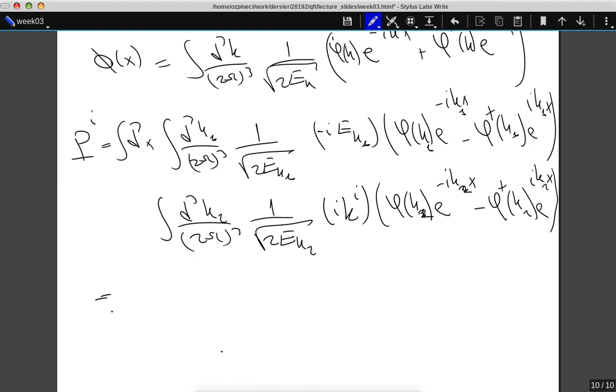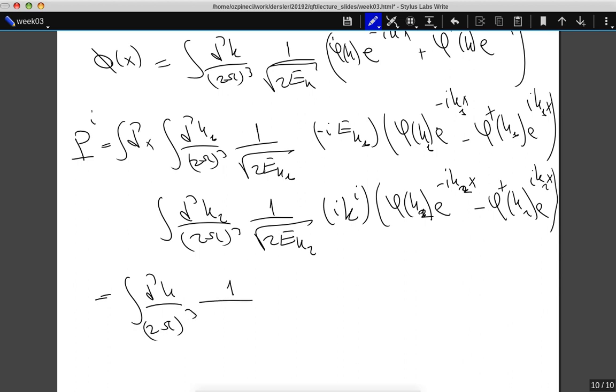I will just jump a couple of steps. If you look at these expressions, the only x dependence is in the exponents. When I multiply them and integrate over the x values, they will bring me Dirac delta functions. Using those Dirac delta functions, I will evaluate the k2 integral. And instead of k1, I will just write k. So this is d cubed k divided by 2 pi cubed.